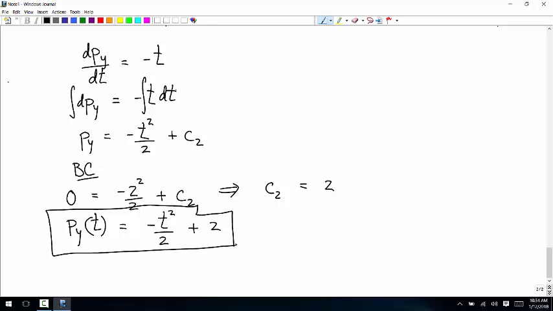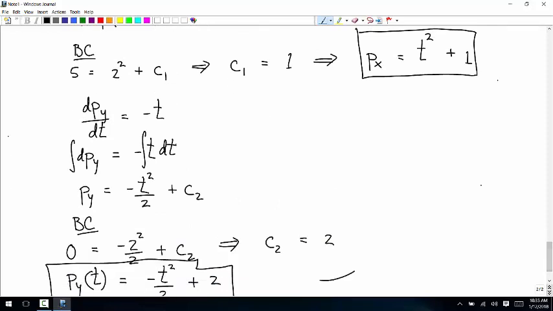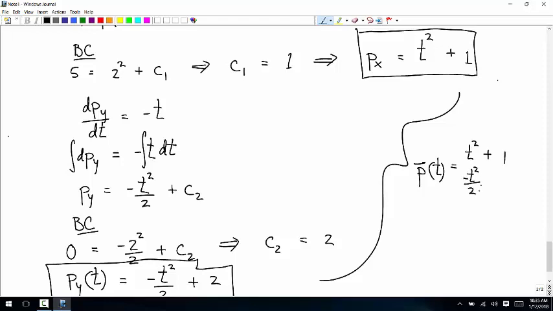Would we write that in vector form when we're done? If you did it like that, that's fine with me. But yes, then you could combine these two. So you could say the position vector is (t squared plus 1, negative t squared over 2 plus 2). Either of those is fine with me.